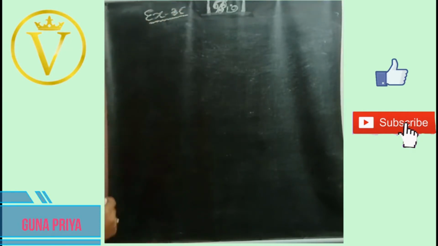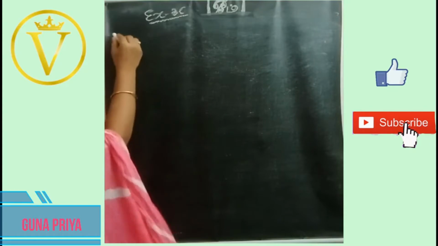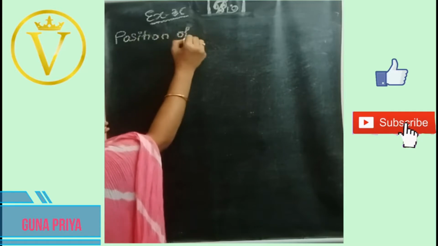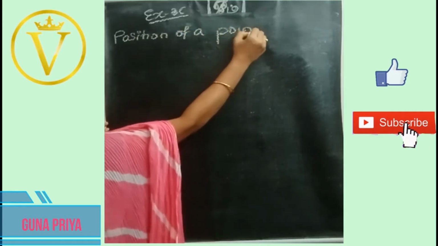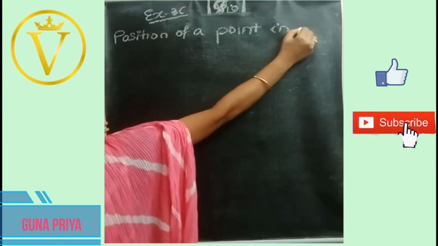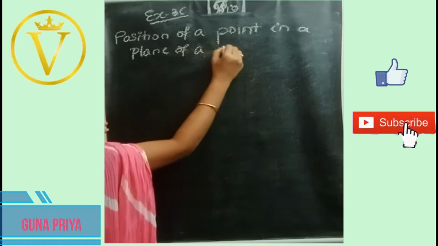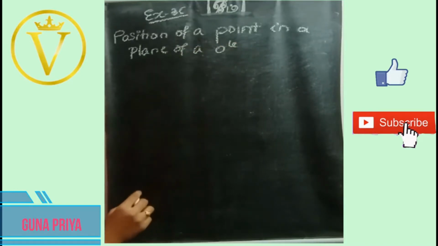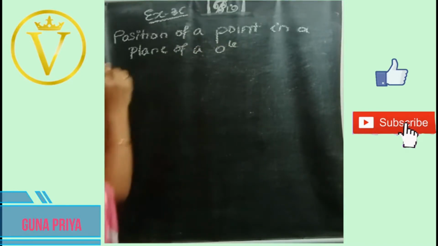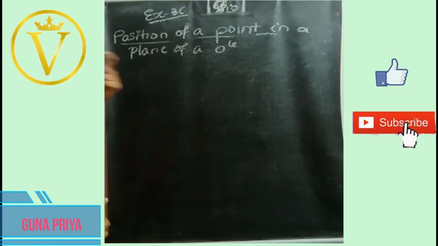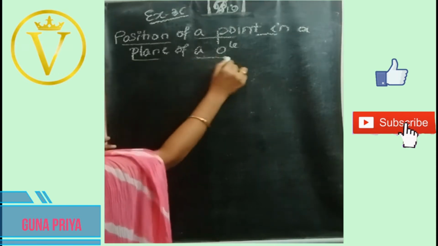Okay, before going to exercise 3C, let's discuss a small note for this exercise. See here, the position of a point in a plane of a circle. Okay, this is the headline for the note. So, to find out the position of a point with respect to a circle, there are notes.